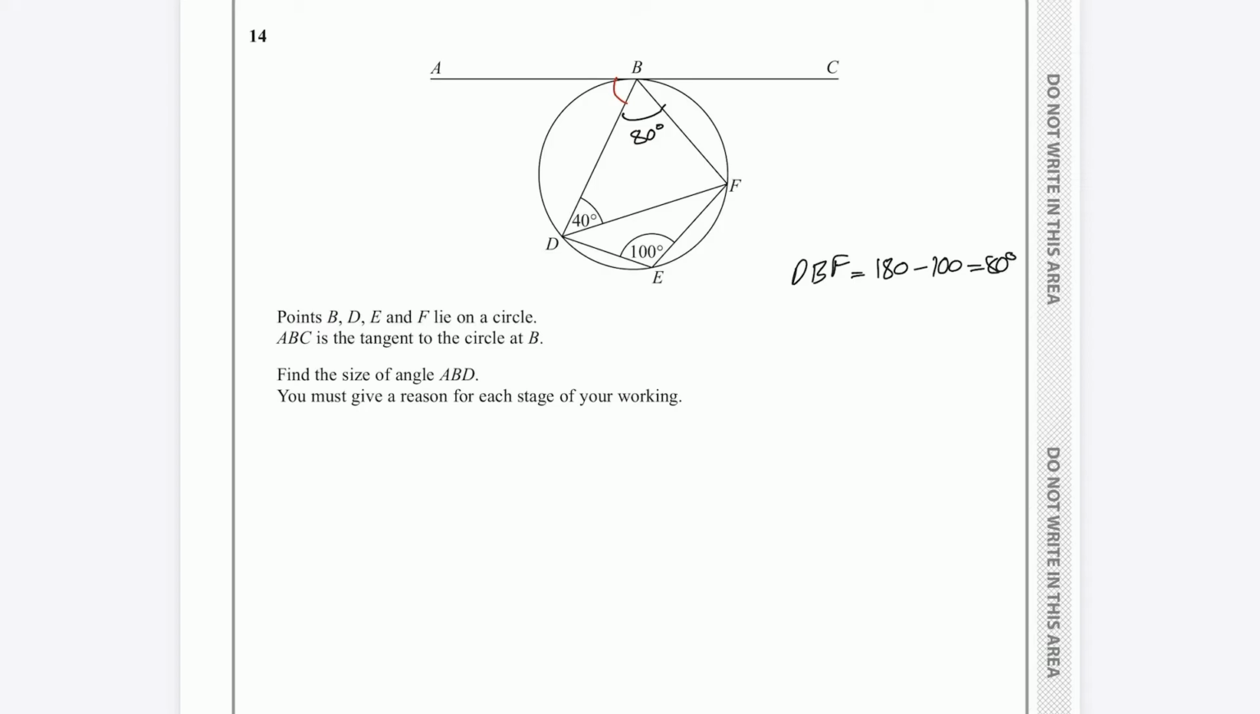So you'll have to write your reason as well. So opposite angles in a cyclic quadrilateral add up to 180 degrees. So that's my reasoning for that much. And we know that ABC is a straight line. So essentially, if I can figure out what this bit here is, I can solve this question.